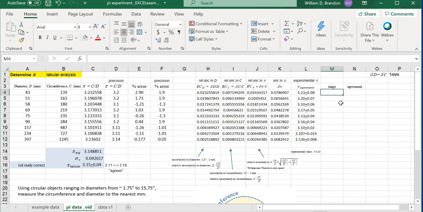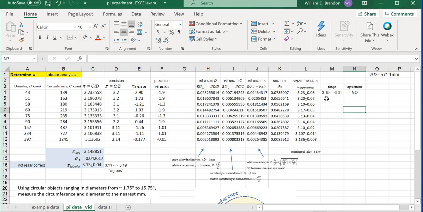Now, what's the range of those values? Well, the range would be 3.15 to 3.31. Now, does that agree with pi? No, it does not. There is not agreement with our first one. Notice that 3.14 does not fall in this range.